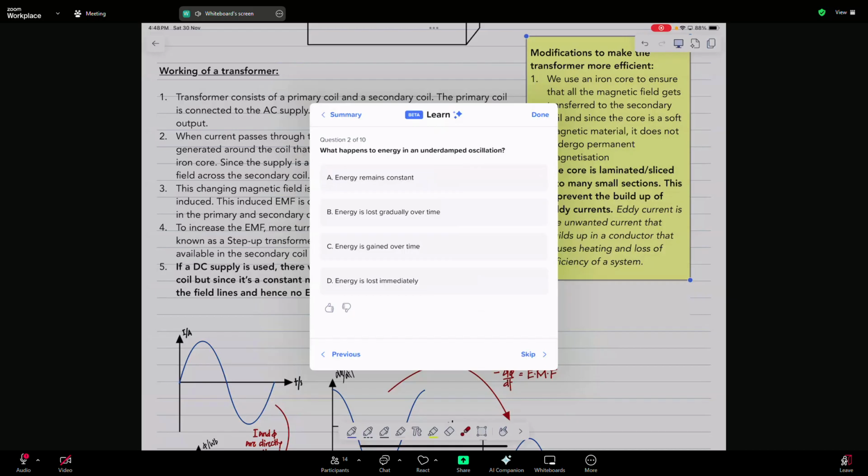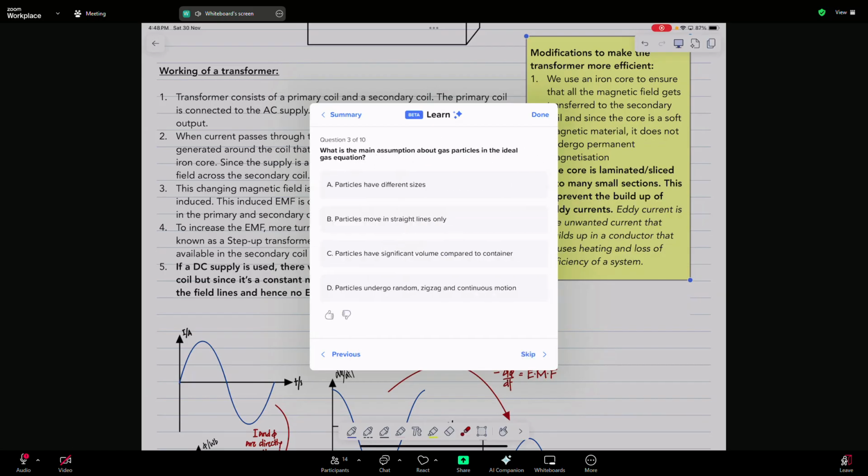What happens to the energy in an underdamped oscillation? Underdamped, by the way, is also known as light damping. Over time, gradually. So first, the energy remains constant: undamped, right? Energy is gained over time: forced oscillation. Energy is lost almost immediately after critical damping, okay? But it is over time, right?